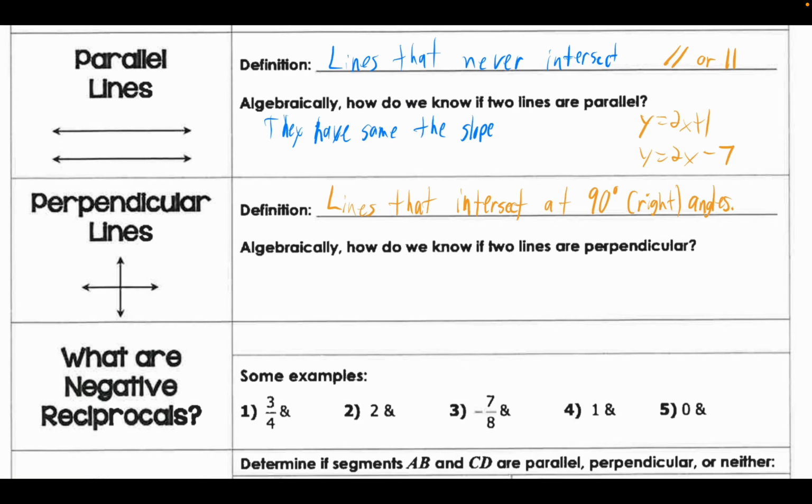And so algebraically, we have a very special way that we can know that these are going to be perpendicular. And that's if they have what we call opposite reciprocal slopes. And what that means is opposite means opposite sign. So one of them is positive and the other one is negative, while reciprocal means that it is flipped as a fraction.